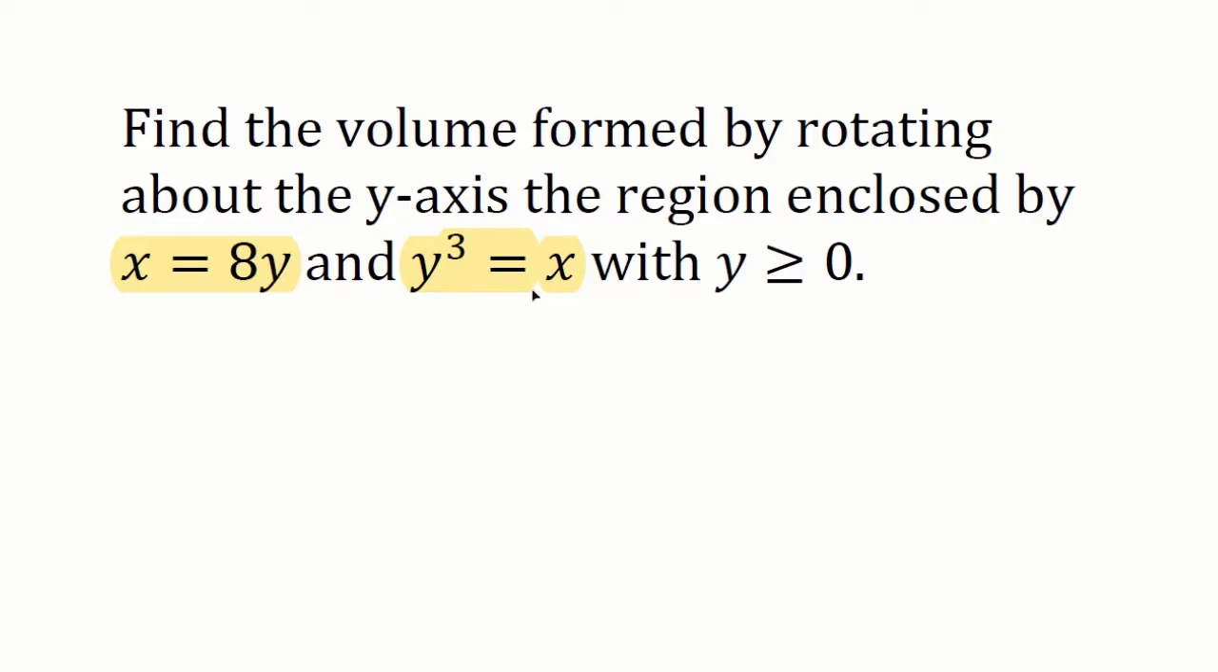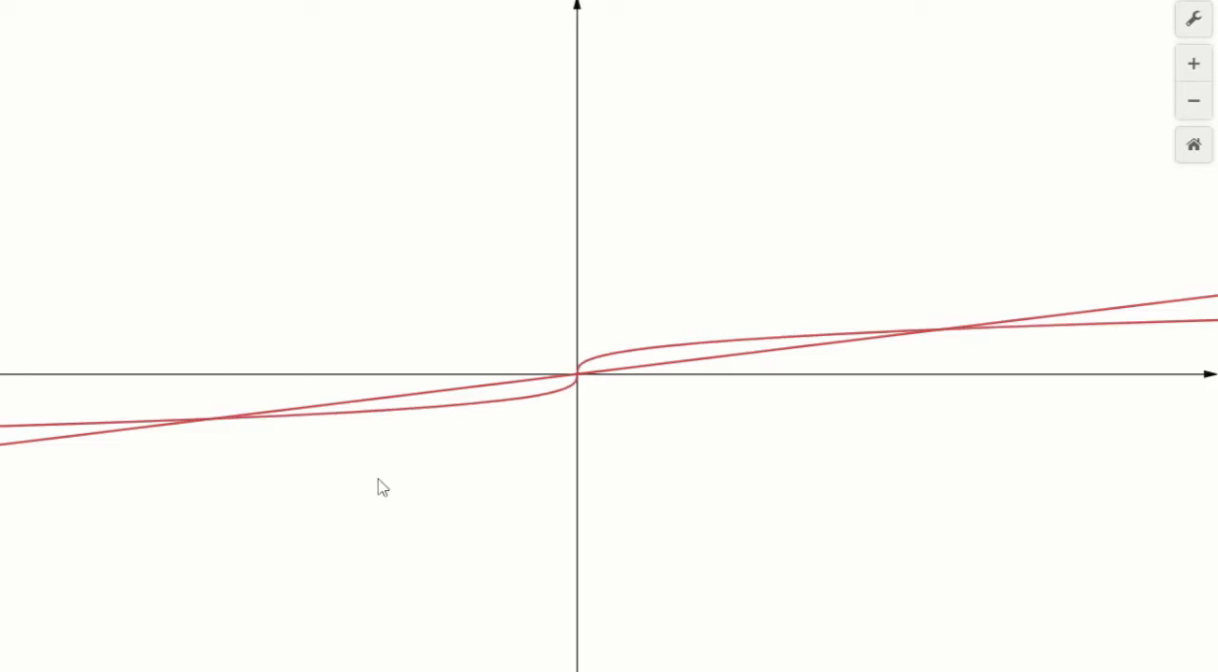So let's see what those two curves are. On my graphing space with decimals right here, this is the curve for x equals 8y. Like that. Okay, this curve, that's the one. And then this curve is the curve for y cubed equals x. So this next one just popped out right there.